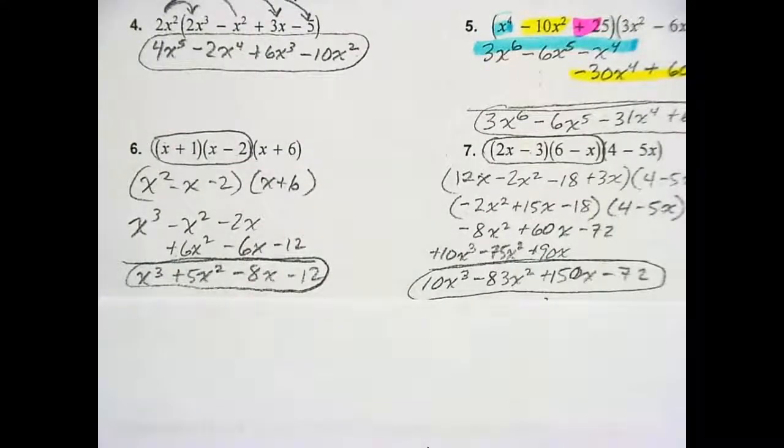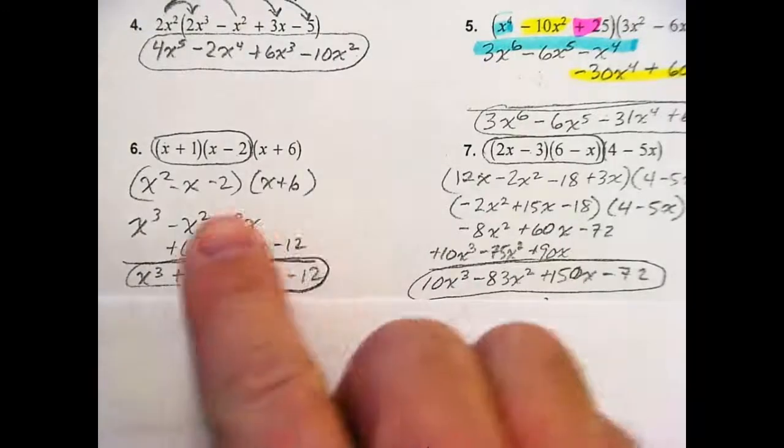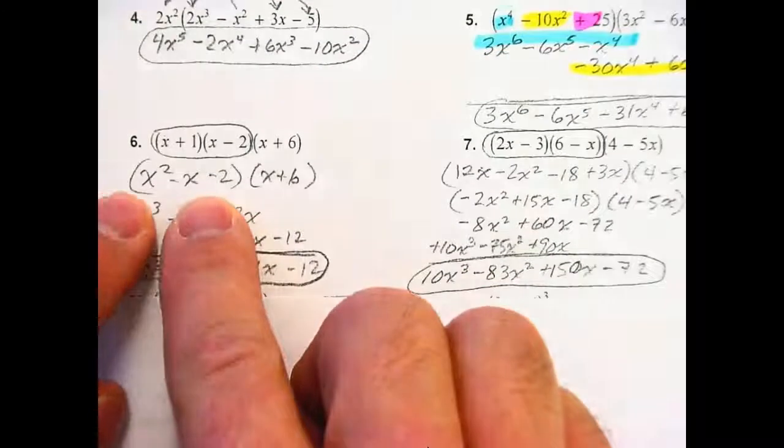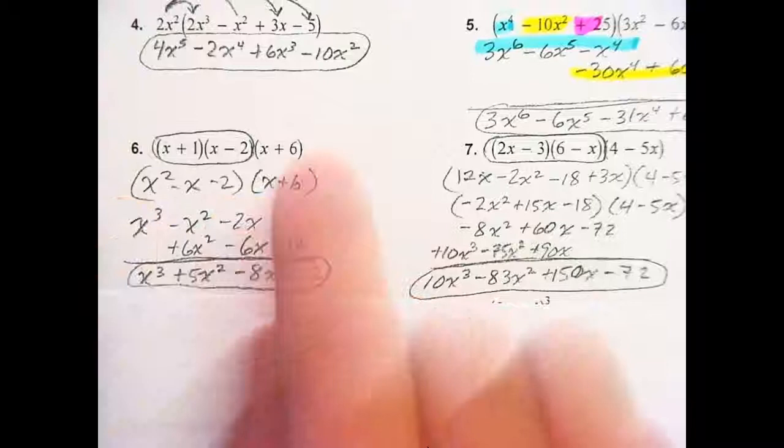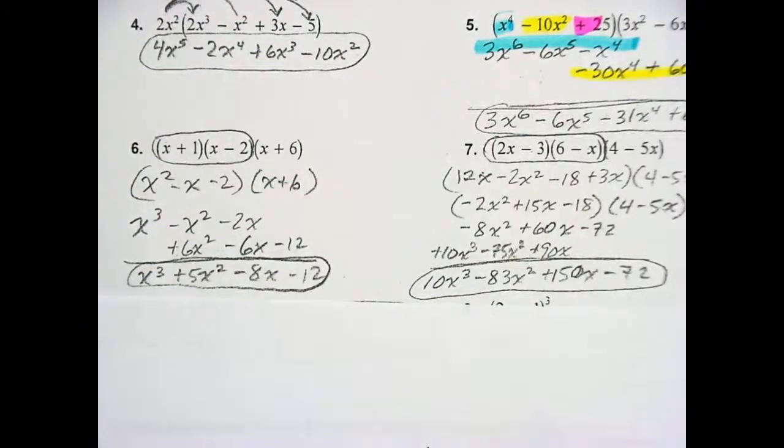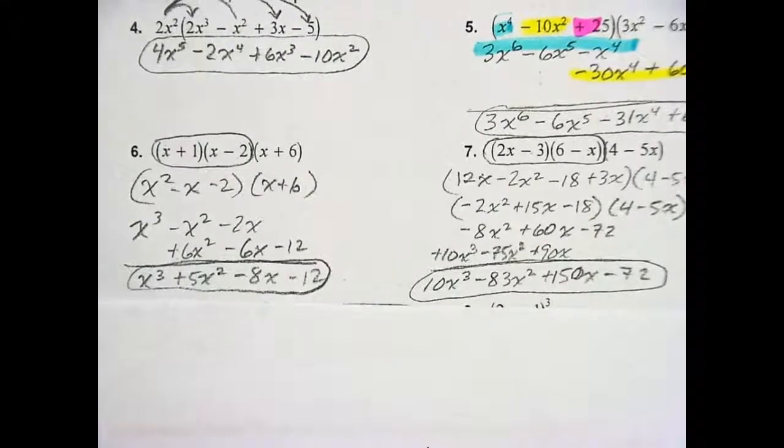Okay, so number 6, I had a couple questions on how to go about that one. Multiply, it doesn't matter which two binomials you multiply first. I just chose the first two. I multiplied the x plus 1 times x minus 2 together, and then multiplied the trinomial by the binomial. Get x cubed plus 5x squared minus 8x minus 12. So the key is to leave that trail of work.